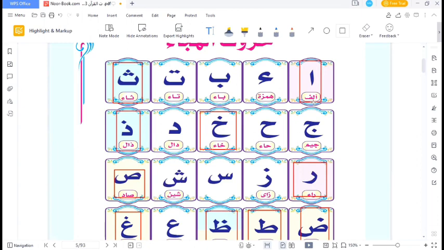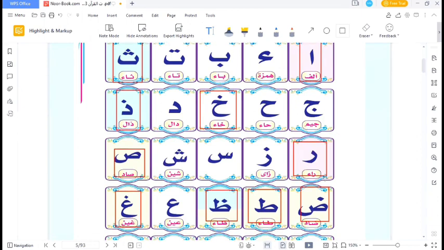The Alif, when there is a heavy letter before it, we say it heavy. When there is a light letter before it, it is light. So it follows the letter before it in heaviness and lightness. Then the Ra has a rule. There are about 8 rules to say the Ra heavy and 4 rules to say the Ra light. And for some words, it is optional: you can say them heavy or light.